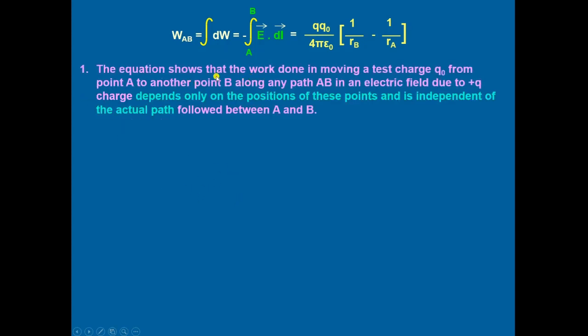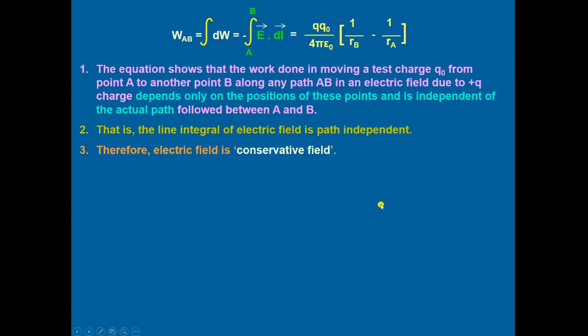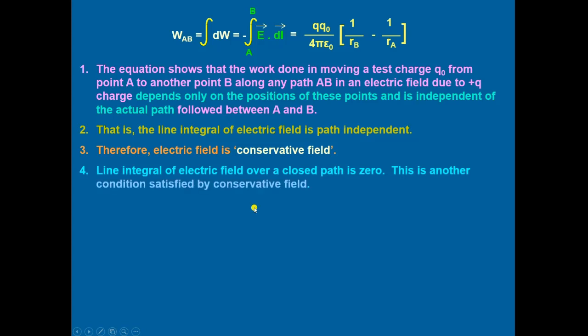This equation shows that work done in moving test charge q naught from A to B along the path AB in electric field due to Q positive charge depends only upon the position of these points and is independent of the actual path AB. That is, the line integral of electric field is path independent. Therefore, electric field is a conservative field.